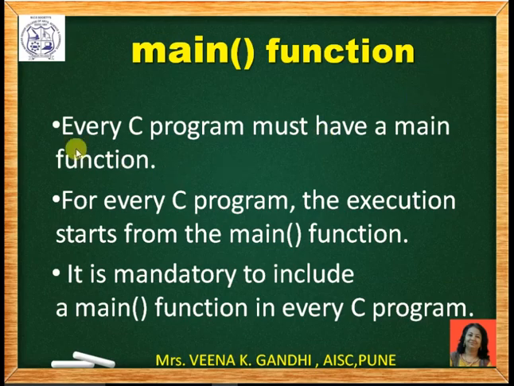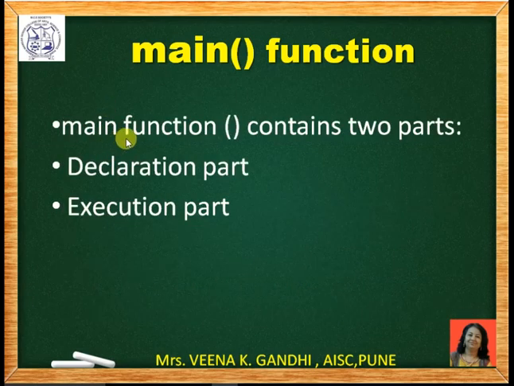Main function. Every C program must contain main function. For every C program, the execution starts from the main function. It is compulsory part to include main function in every C program. The main function contains 2 parts, declaration part and execution part. In declaration part, we declare the variables, functions, arrays, structures, etc. In execution part, it contains the statements like assignment statement, looping statement, different function call, etc. Both these parts are included in the opening and closing braces.